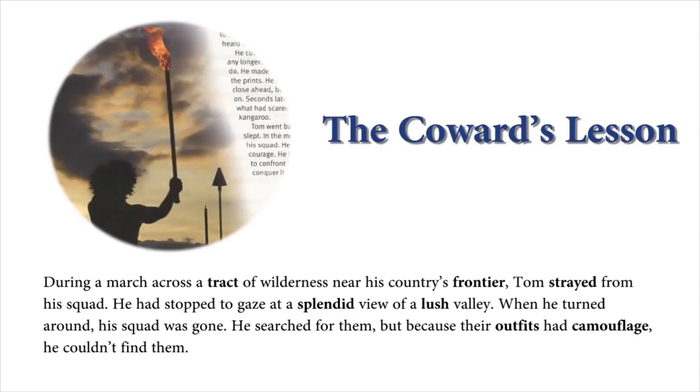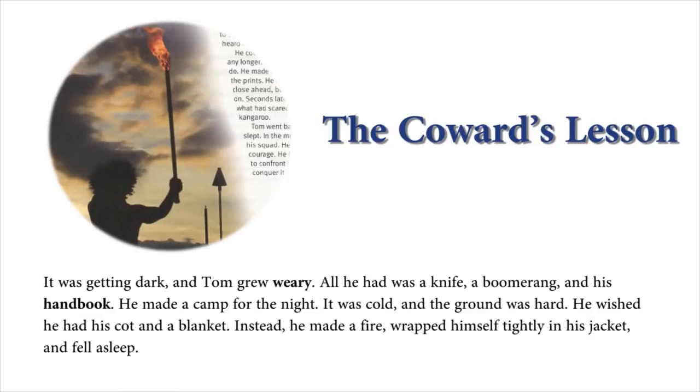When he turned around, his squad was gone. He searched for them, but because their outfits had camouflage, he couldn't find them. It was getting dark, and Tom grew weary. All he had was a knife, a boomerang, and his handbook. He made a camp for the night. It was cold and the ground was hard. He wished he had his cot and a blanket. Instead, he made a fire, wrapped himself tightly in his jacket, and fell asleep.